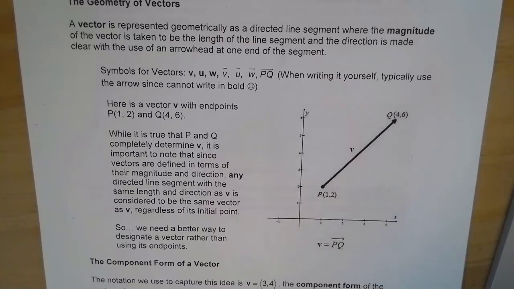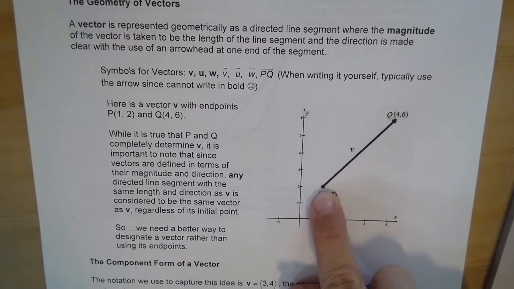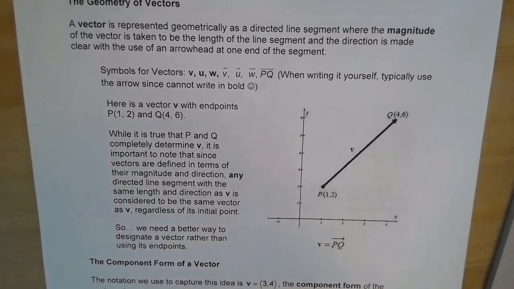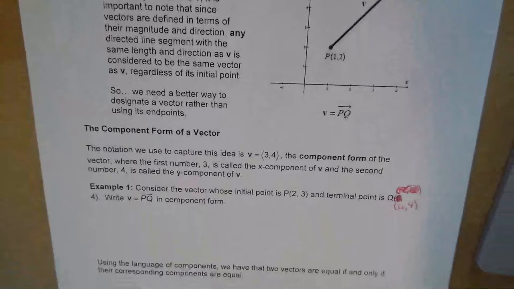Now, while it is true that P and Q completely determine V, it is important to note that since vectors are defined in terms of magnitude and direction, any directed line segment with the same length and direction as V is considered to be the same vector. So you only have a certain length and direction of vector. In other words, if Q was actually the initial point and P was the terminal point, because we are going in a different direction, this would no longer be vector V. Okay, that's what it's saying. Everything has its own magnitude and direction, starting and ending point.